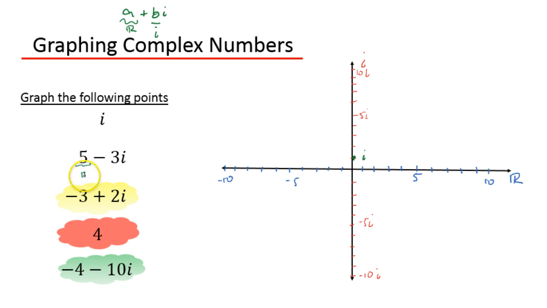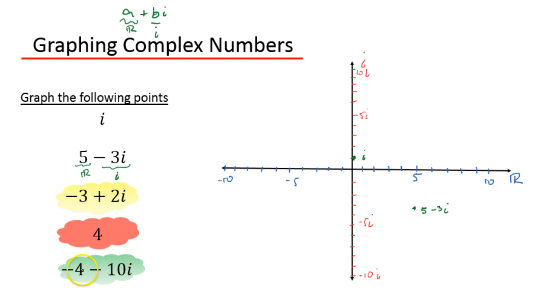Let's take a look at the next one. My real component is 5, but my imaginary component is negative 3i. We're going to plot that as well. Here's positive 5, and then for the imaginary part, I'm going to go down 3: 1, 2, 3. So this would be my point, positive 5 minus 3i.